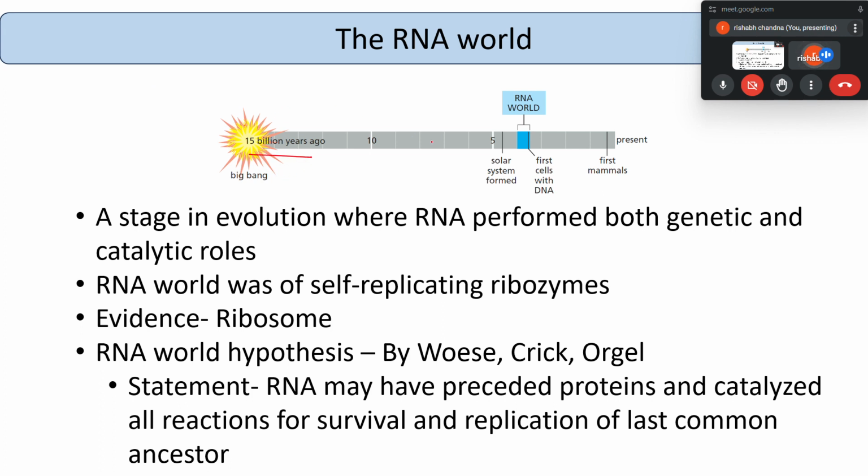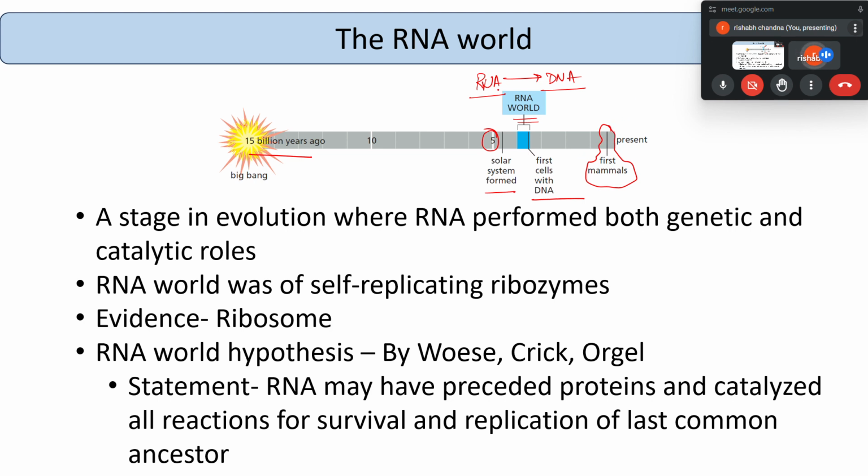Then following this, about 5 billion years ago, the solar system was formed, and then came the RNA world. Okay, so that means the development of RNA followed by the DNA. Then the first cells with DNA appeared. Then recently only the mammals appeared on Earth.